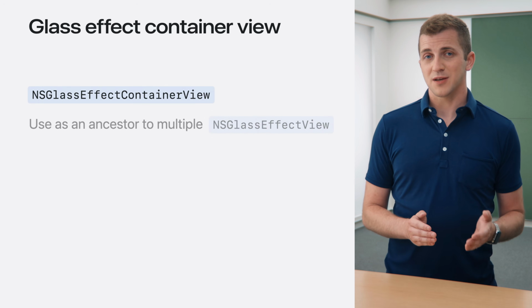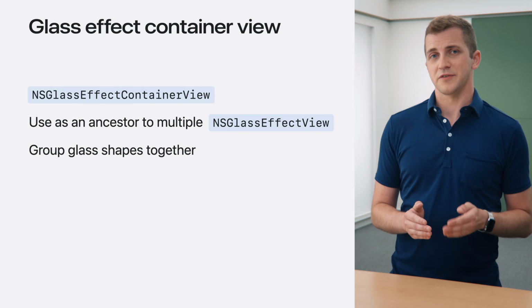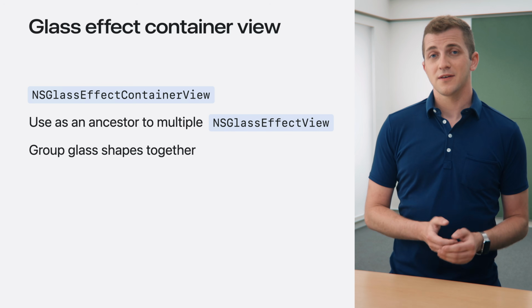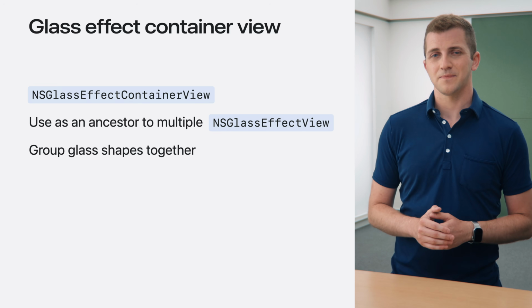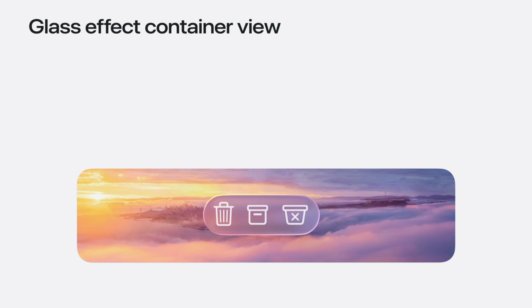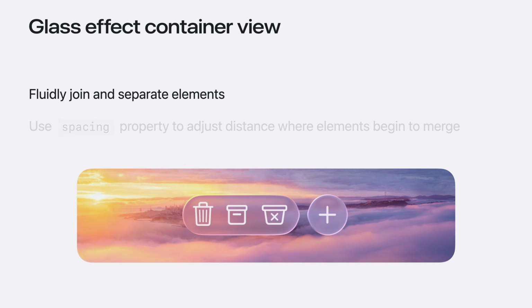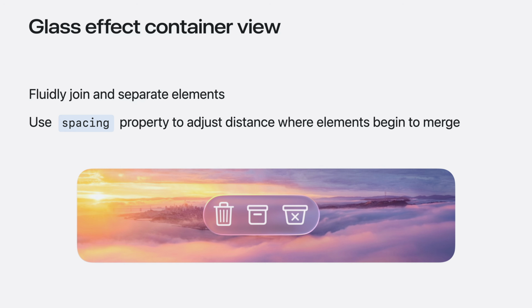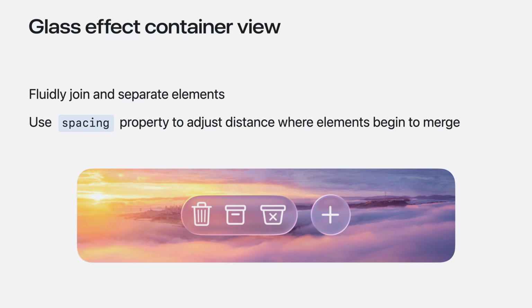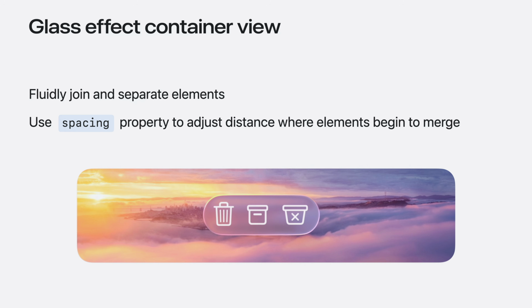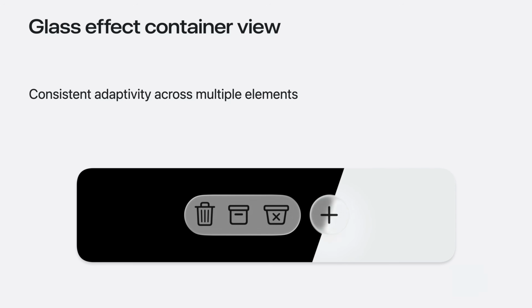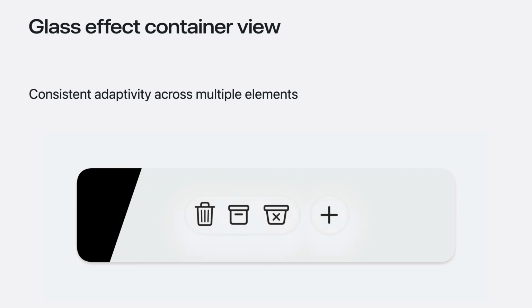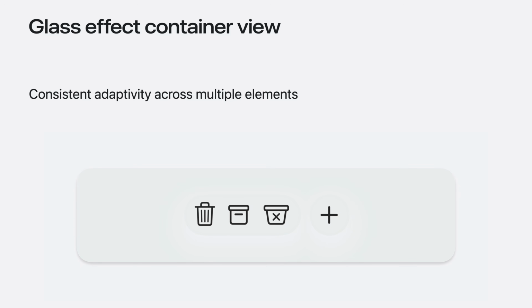If you have multiple glass shapes in close proximity, group them together using NSGlassEffectContainerView. The GlassEffectContainerView combines multiple glass elements together into a single rendering effect. This has a few benefits. First, grouped glass elements can fluidly join and separate using a liquid visual effect. The glass shapes meld together based on their proximity and the value of the spacing property, which is available on NSGlassEffectContainerView. Second, the adaptive appearance of the glass is shared across the grouped elements, which ensures that they maintain a uniform appearance as the underlying content changes.